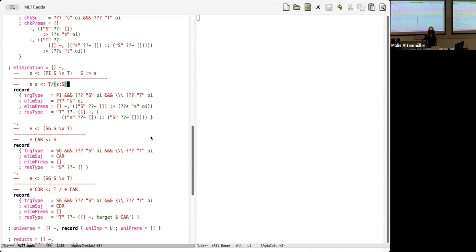And I've got two rules for projections from sigma types. So my projections for pairs are just atomic symbols, which I label car and cdr because I come from the 1950s.